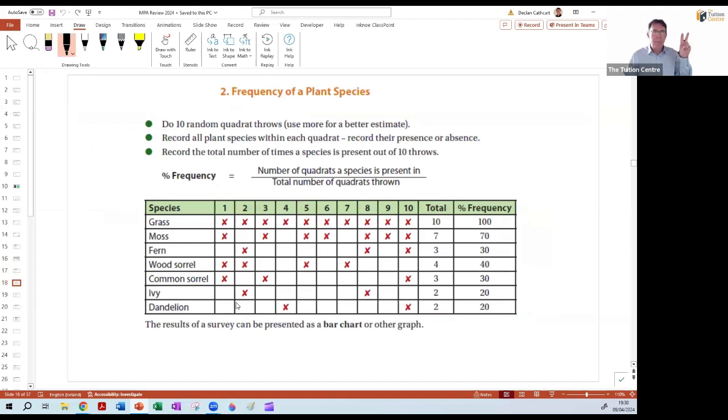Two quantitative habitat plant surveys that you do. They're slightly different. One is easier. This one is the easiest one. This is the percentage frequency of a plant species.